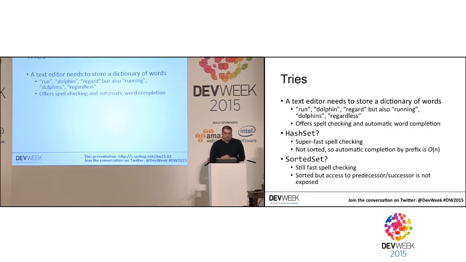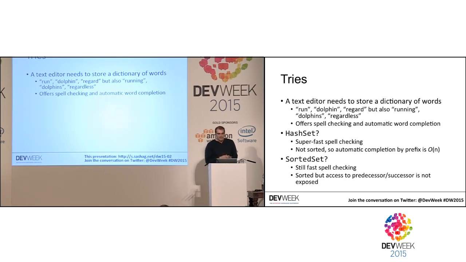So here's one example which I really, really like. It's a very cool collection, which is also very, very simple to implement. It's like 50 lines of code. Well, obviously, it can be optimized, but it's 50 lines of code, and it's really great. So the problem is as follows. We're trying to implement a text editor together. And the text editor needs to store a dictionary of words. But it's a text editor, so to do spell checking right, it also has to store a bunch of suffixes. So run, dolphin and regard, but also running, dolphins, regardless, and maybe some other invalid forms like regardlessly and regardly and regards and so on.